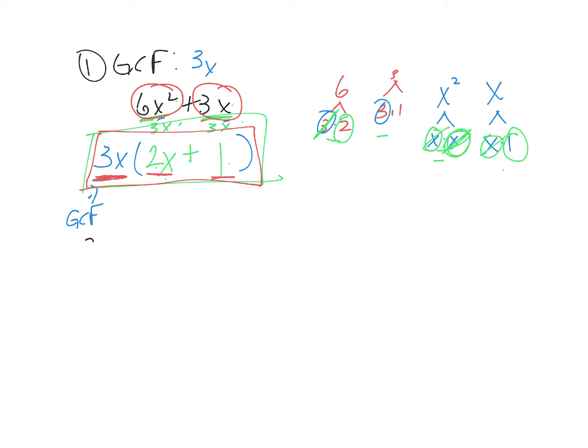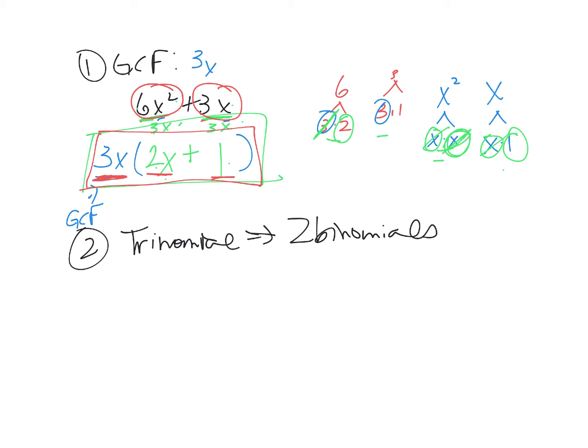The second thing that you're going to do, and this is what we're doing today, is a trinomial turns into 2 binomials. Okay, so we're going to say, okay, we have x squared minus 7x plus 12. So we're going to turn this into 2 binomials after we look for a greatest common factor. There isn't one. This is an x, x. There's no x over here. This is just a 1 here, okay?